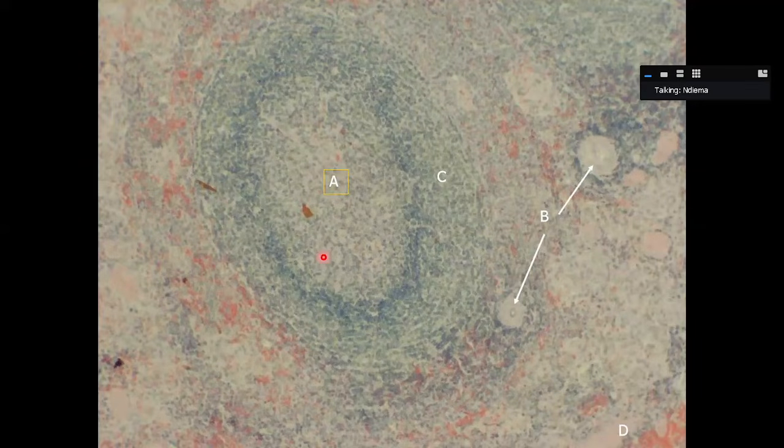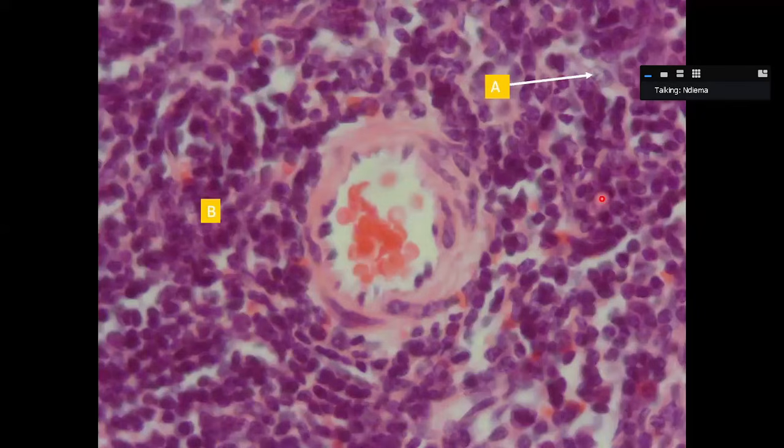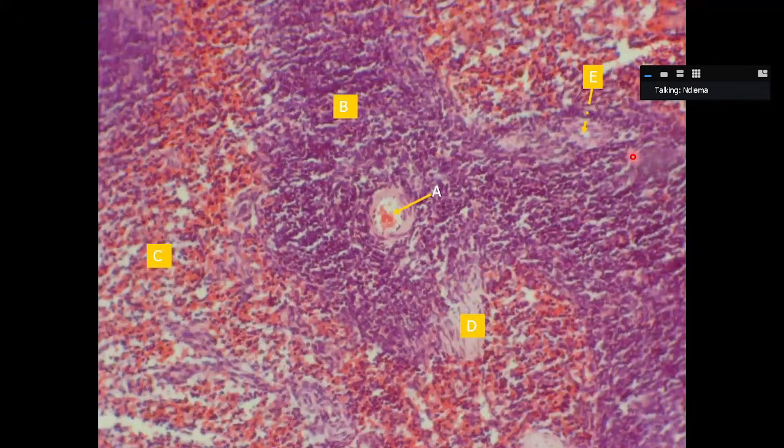Identify the capsule, identify the red pulp, identify the trabecula, identify the central vein, identify reticular cells, and the others are lymphocytes. Central vein, periarterial lymphoid sheath, and then these other areas also containing the splenic cords of Billroth and the splenic sinuses.